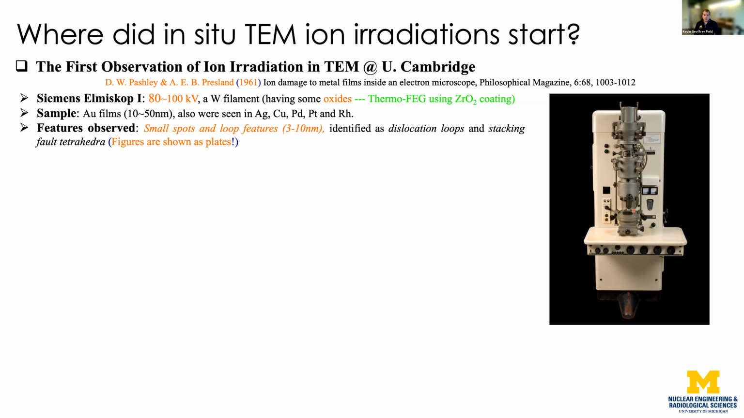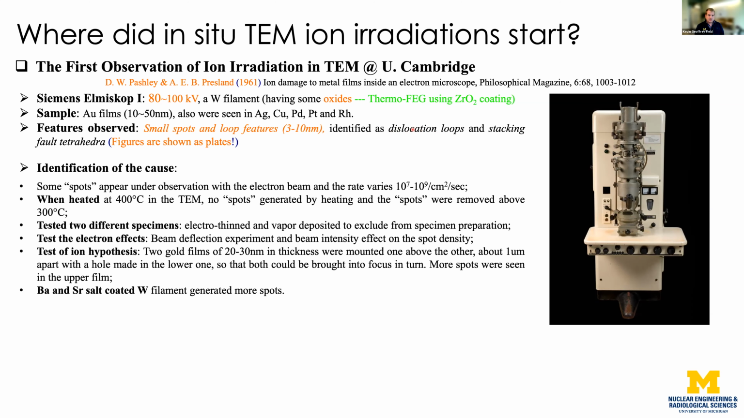And what they ended up doing is observing small spots and loop features form intrinsically in the material as they were looking at it, right? So they were seeing this defect formation, the extended defect formation occurring in a TEM in that process. And so they identified those as possible dislocation loops and stacking fault tetrahedra, which we now know are very common to form under irradiation. Back then, it wasn't necessarily the case. And they did a bunch of tests and had a bunch of hypotheses associated with that observation.